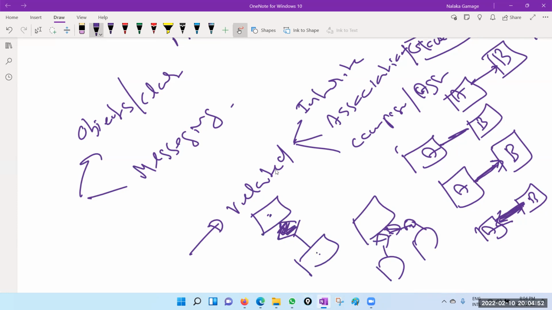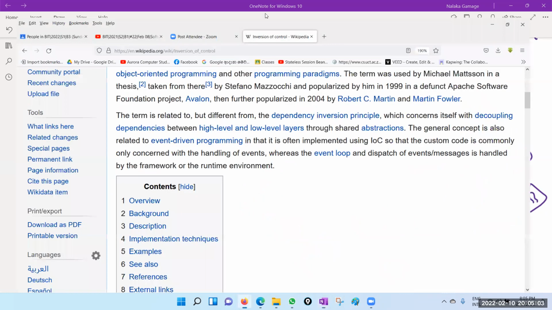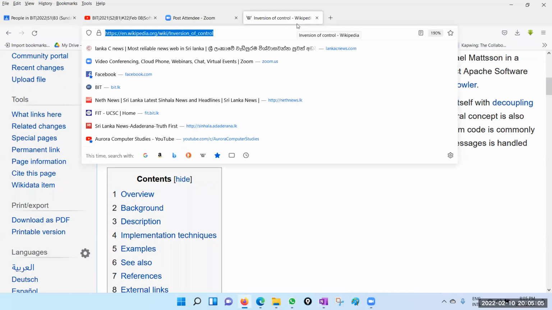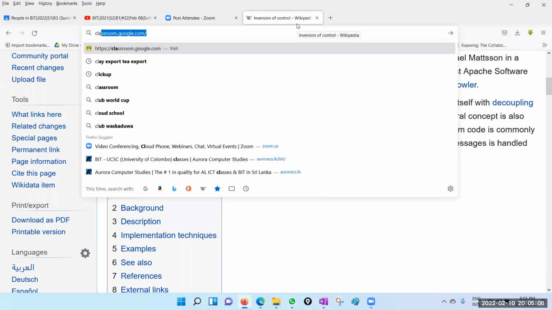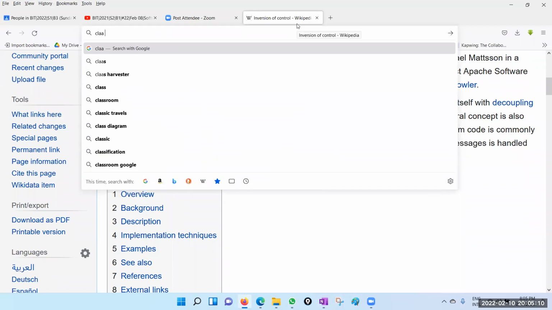So likewise, we are interested in seeing how these classes are interrelated, so we call it a class diagram. If you do a Google search, say class diagram. Anyway, you have all those things in your semester 3 object-oriented SAD. Okay.